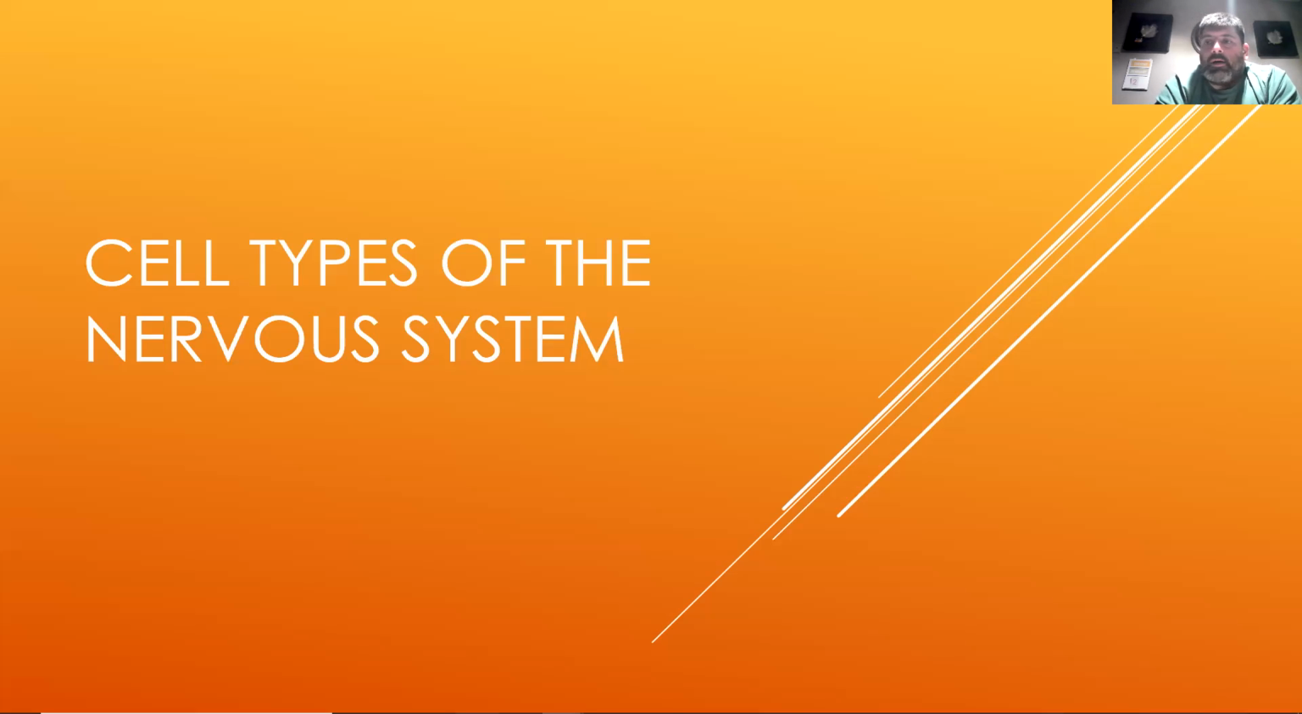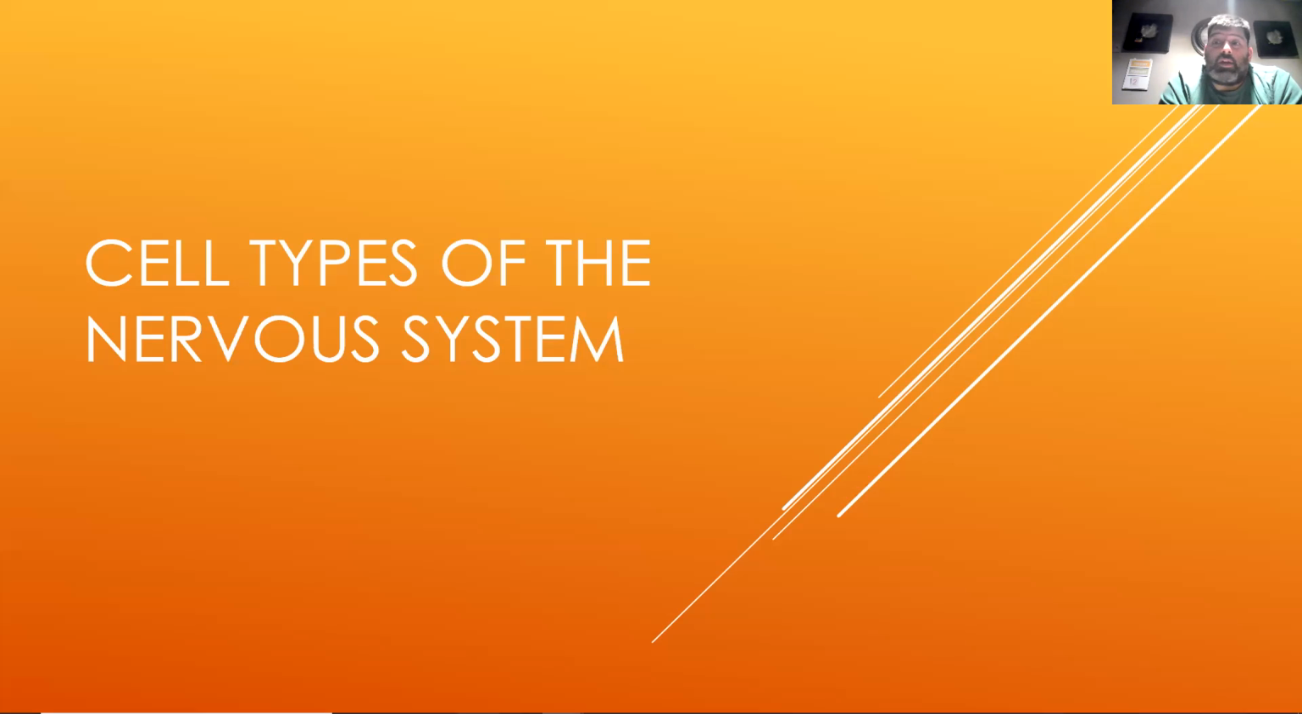Hello, folks. As we enter into our study of the nervous system, one of the first things we're going to talk about are cell types found in the nervous system. In this video, I will be talking specifically about the types of neurons, and we'll talk a little bit about maybe the location of these neurons, characteristics of them. We'll also talk about the general structure of a neuron.